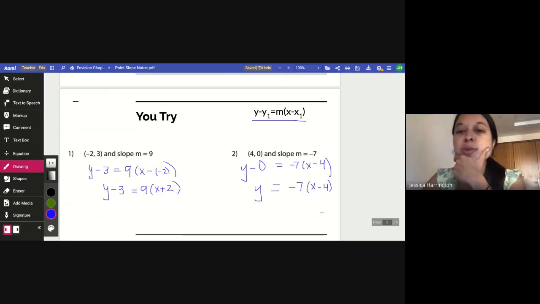So if you saw this, you would have to know that y1 is 0. That's why there's nothing there. And x1 is positive 4.